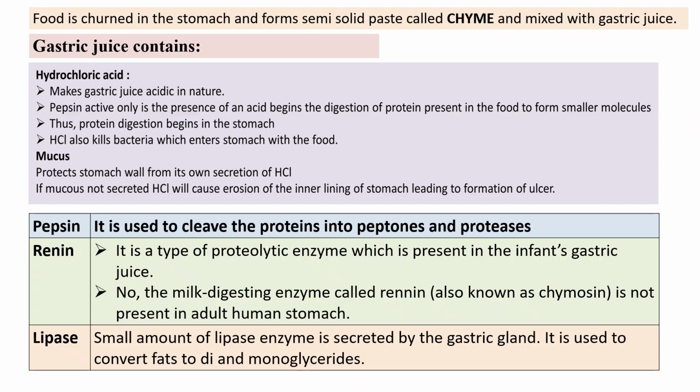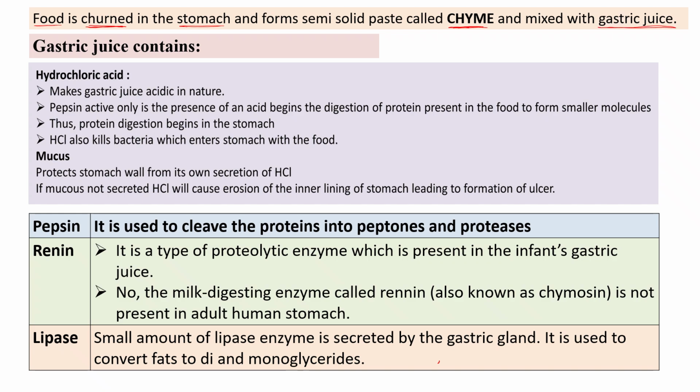Now what happens to the food in the stomach? The food in the stomach is churned. What is churning? Churning is the physical or the mechanical process by which the muscles of the stomach break down the food particles into semi-liquid substance and mix it. And this semi-liquid substance is called the chyme, and it is mixed with the gastric juice.